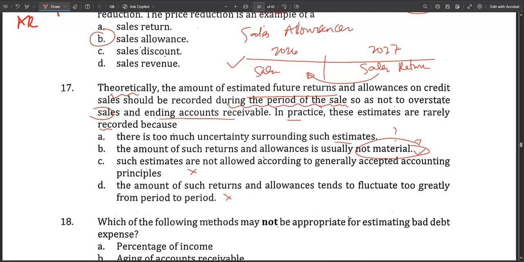So there is a keyword in here: in practice. In practice, we always consider materiality. If such amounts of returns and allowances are not material, then why be bothered in considering such theory that has to be matched in order to avoid overstating the sales and at the same time the accounts receivable? So the answer is letter B.